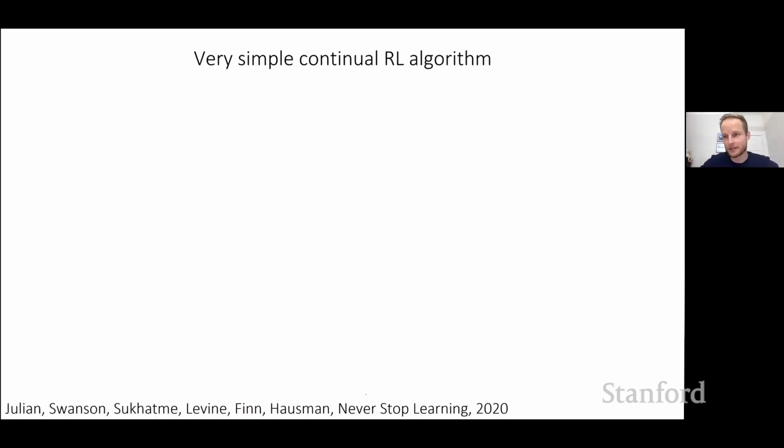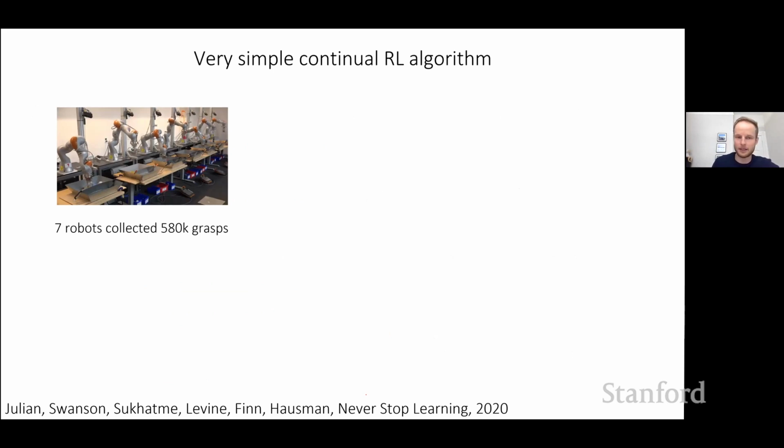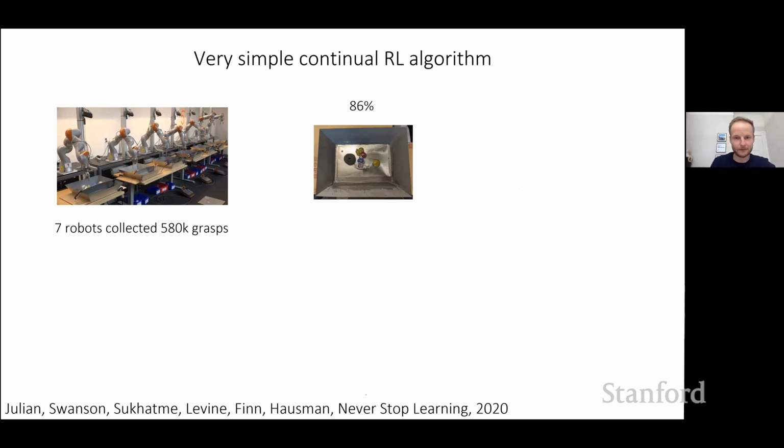All right, so let's discuss a very simple continual or lifelong learning algorithm that applies some of these concepts to reinforcement learning. And the paper is called Never Stop Learning. It's by Ryan Julian et al. And it takes a look at the data that was collected in QT-Opt. So if you remember, we had these 7 robots that collected 580,000 grasps. And then we could evaluate how well it does on a particular scene. And here we picked a specific scene where you see those kinds of objects.